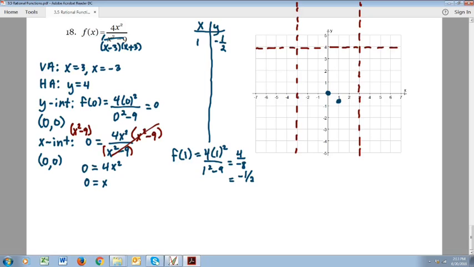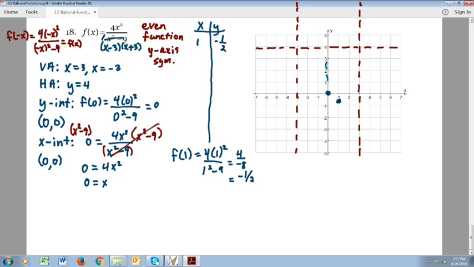Now at this point, there's something I noticed here, and this is something to keep an eye out for that'll make things easier for you. Notice that this is an even function. If you do the algebra test and plug in minus x wherever x is, minus x squared is just x squared. And so this is equal to the original function, which means this is an even function, and we have y-axis symmetry. And so since we know that 1, negative 1/2 is on the graph, there's going to be a point on the other side of the y-axis, namely right over here.